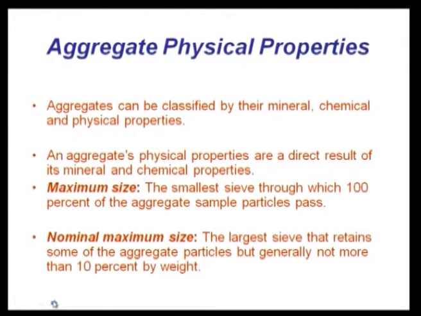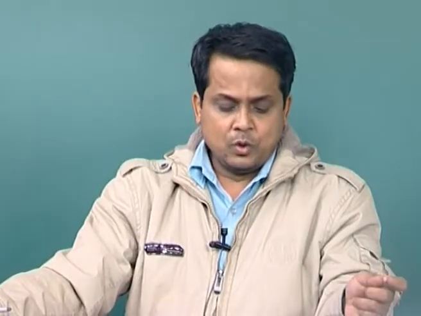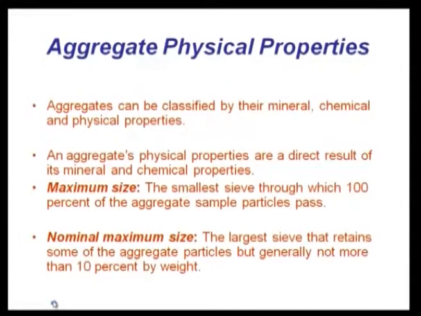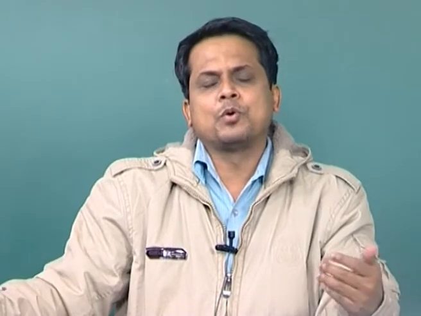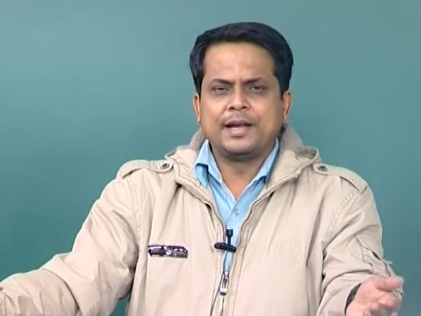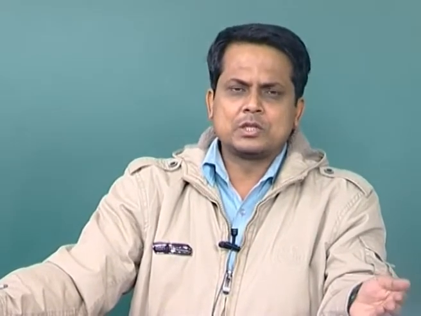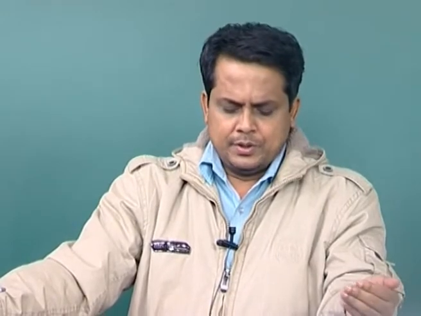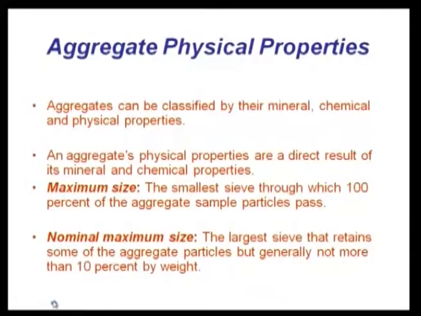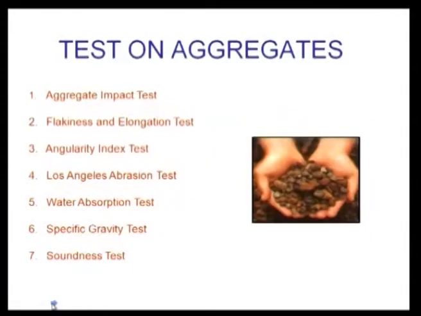Then your nominal maximum size: the largest sieve that retains some of the aggregate particles, but generally not more than 10% by weight. Suppose say total weight you are taking is 200 gram, about this 10% of the 200 gram, not more than that, that means the retained material should be less than 10% of 200 gram. So this is called nominal maximum size.